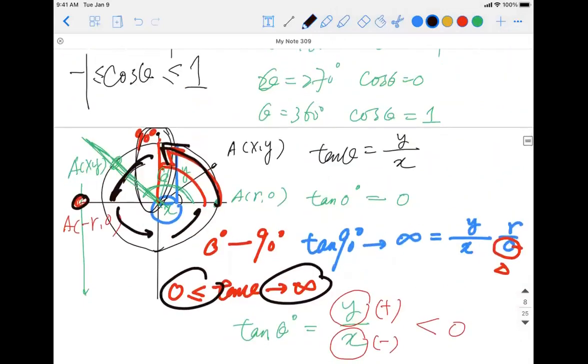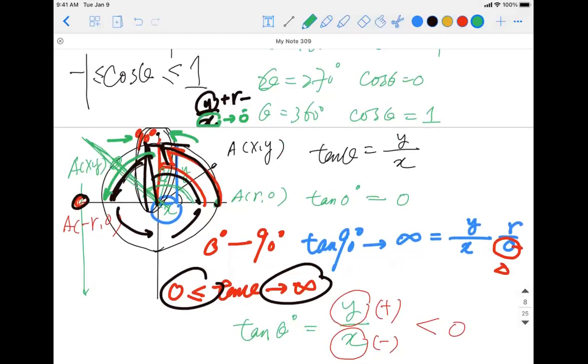Why? Because the moment you step to here, if you want to do the Y over X, your Y is actually a positive guy, very close to R. But your X is going to be a negative guy, very close to zero, right? So if you're very close to 90 degrees, from the left-hand side, tangent theta will be close to positive infinity. From the negative side, tangent will go to negative infinity. And this guy is going to go all the way to zero, right? This is kind of an idea of how tangent is changing its values.